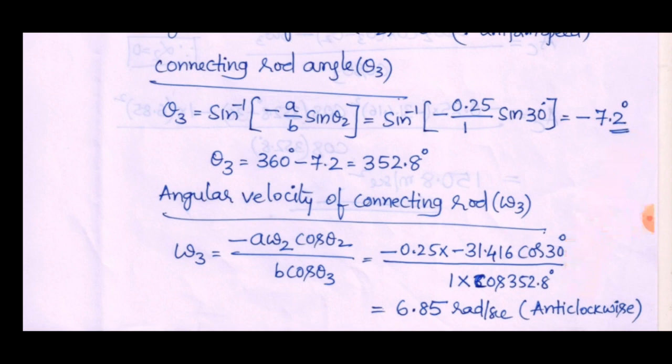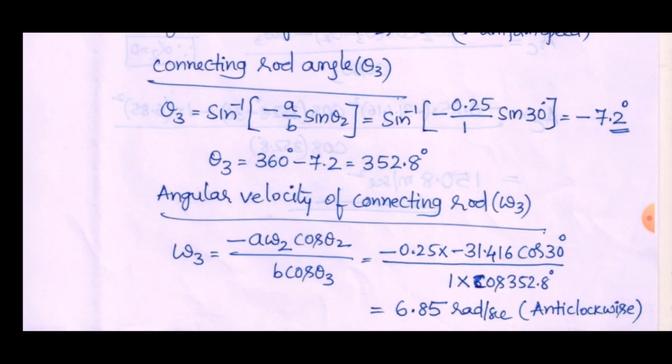Linear velocity, meter per second. Angular velocity, radians per second. Linear acceleration, meter per second square. Angular acceleration, radians per second square. These are the units. So after finding the angular velocity, here it is 6.85 radians per second, which is positive. Therefore, in the bracket, write down anti-clockwise.